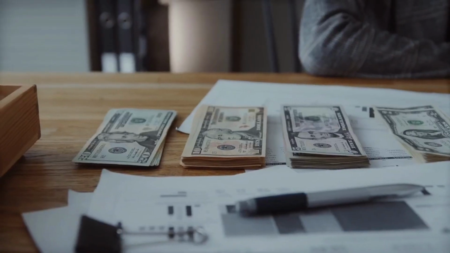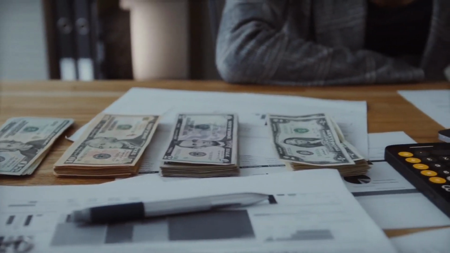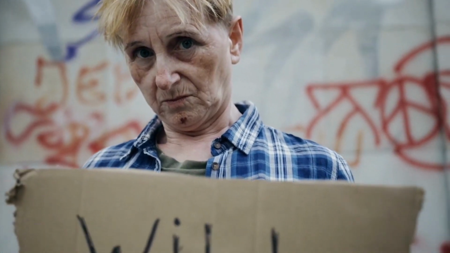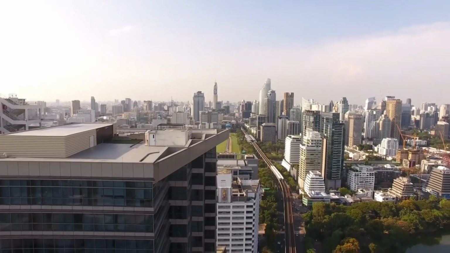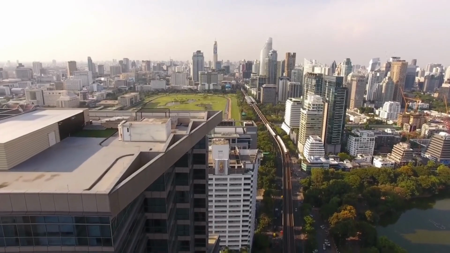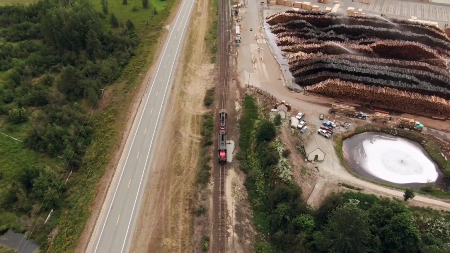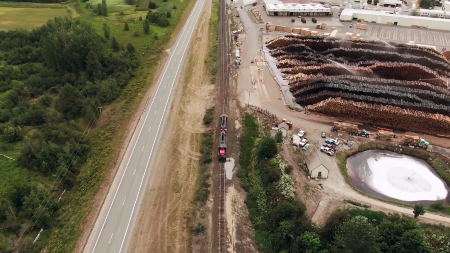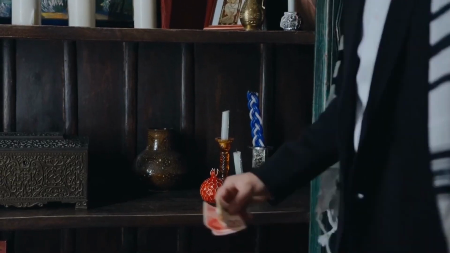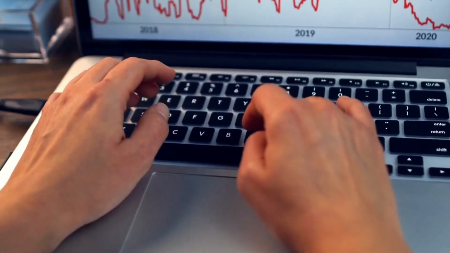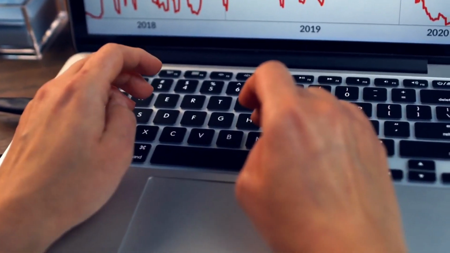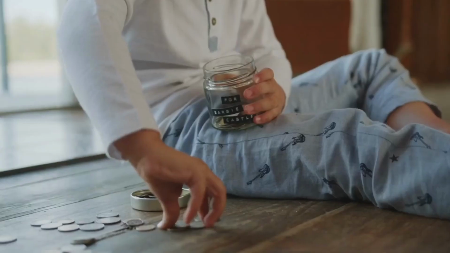Healthcare costs. The U.S. spends more on healthcare than any other country, but millions remain uninsured or underinsured. Housing affordability. In many cities, especially on the coast, the cost of housing has skyrocketed, pricing out middle-class families. Climate change. As weather patterns shift and natural disasters become more common, the U.S. economy is being forced to adapt, especially in agriculture, insurance, and energy sectors.